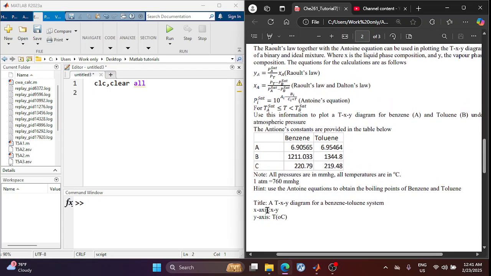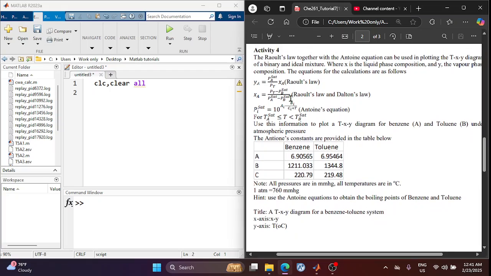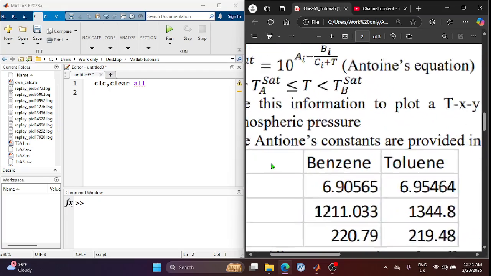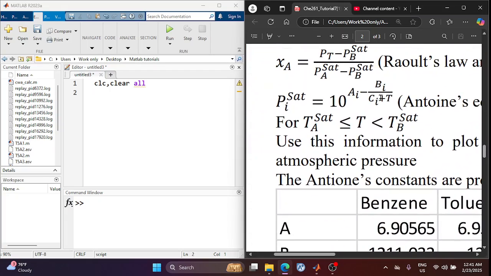Now, there's a hint here that says use the Antoine equations to obtain the boiling point of benzene and toluene. So how you're going to do that is, if I want the boiling point of benzene, I'll put in the Antoine constants for benzene at 1 atm. So I'll make this 1 atm or 760 millimeter mercury. So I know my P sat, I know my AI, my BI, my CI, but I don't know my T. So I'll just let MATLAB solve for T, and that becomes the boiling point for that species.